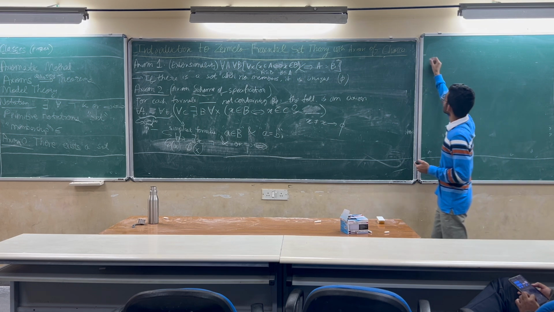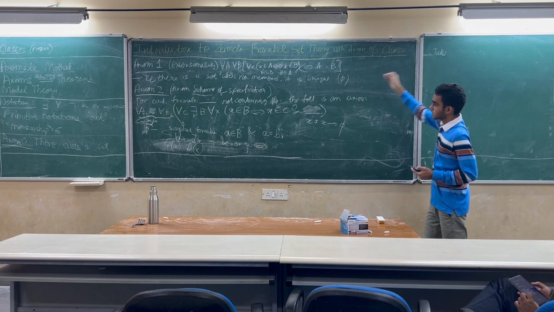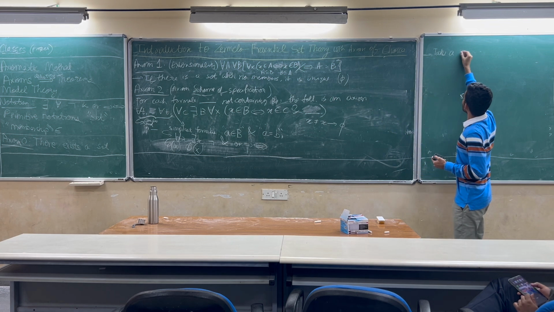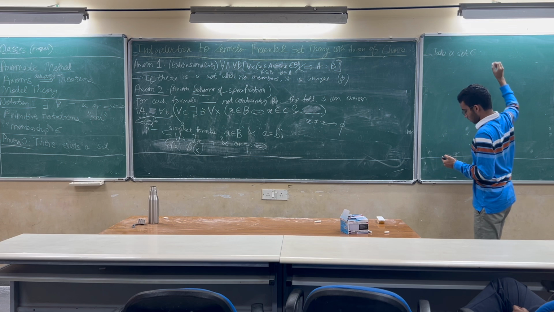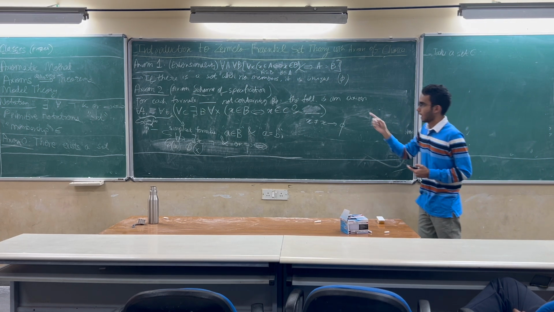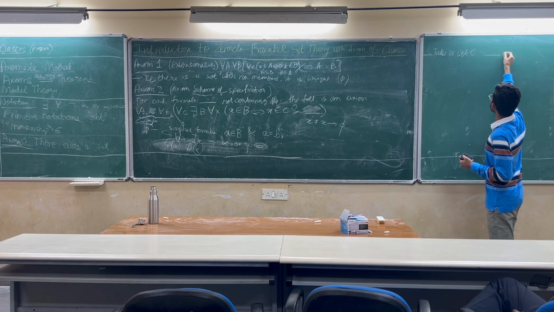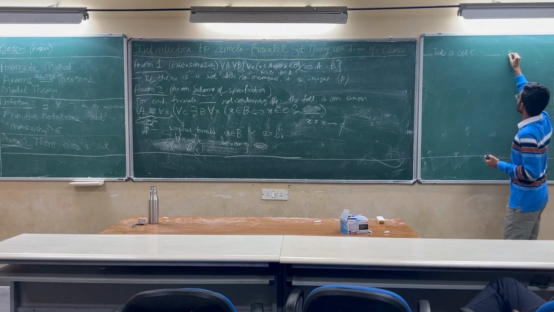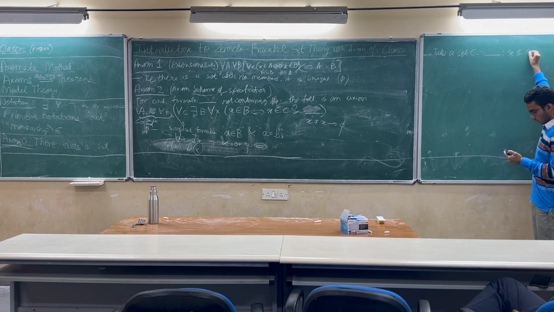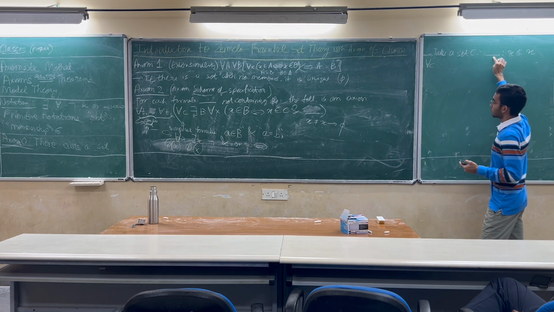Okay, so just one logical consequence. Take a set C, so we know there exists a set because of axiom 0. And then using this axiom of specification, we can take the formula. This formula can be taken as x does not belong to itself. So taking this particular formula, we get an axiom.